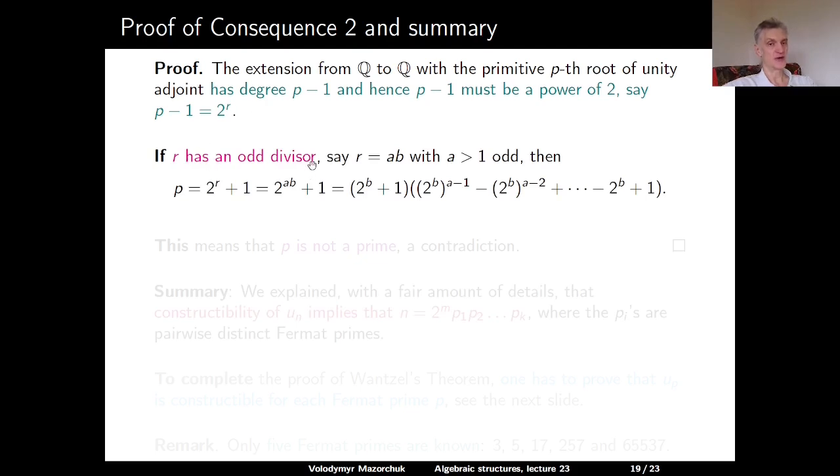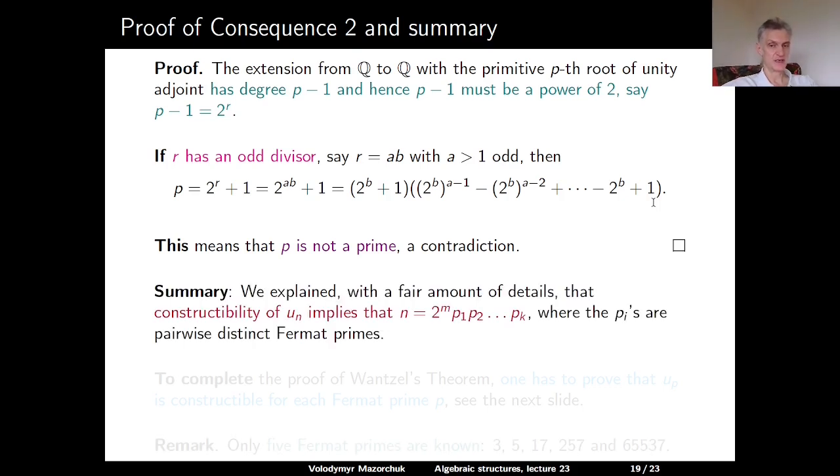If r has an odd divisor, say we write r equals a times b with a greater than 1 odd, then p, which is 2 to the power r plus 1, can be written as 2 to the power ab plus 1, which is (2^b)^a plus 1^a. Then we can factor this as (2^b plus 1) times ((2^b)^(a−1) minus (2^b)^(a−2) plus, and so on, all the way down to 1). And this means that p is not a prime number, a contradiction.